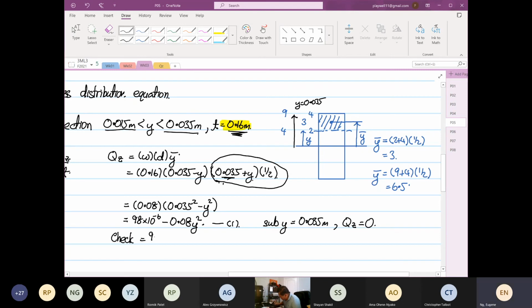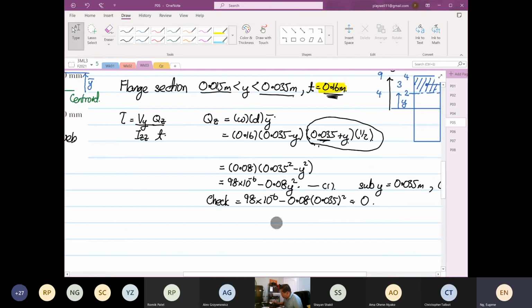So this is the check, right? 98 times 10 to the power minus 6 minus 0.08 multiplied by 0.035 squared has to be equal to 0. Okay, 0.08 times 0.035 squared is equal to 0. This is how you check. So from here, it is so easy now, right?